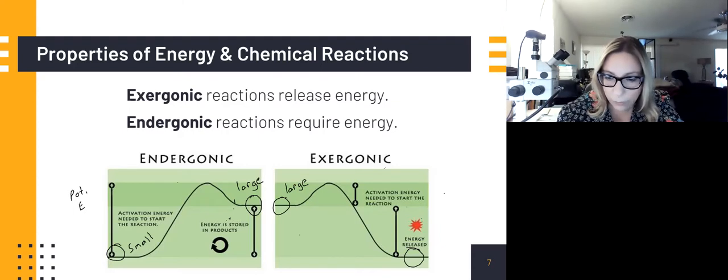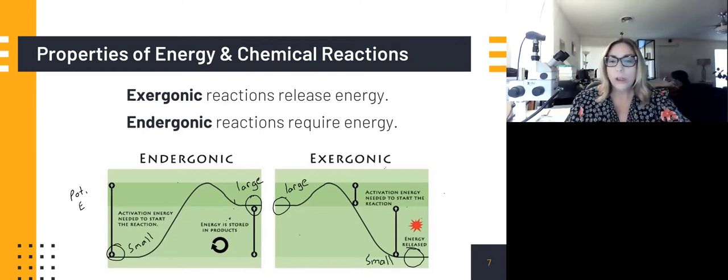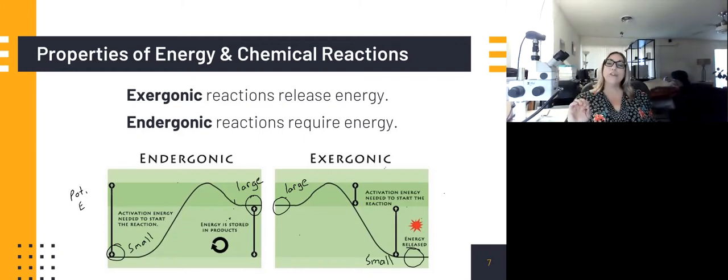Okay, so here we have them right here, small. Okay, so a chemical reaction in which you go from a large molecule to small molecules is exergonic.